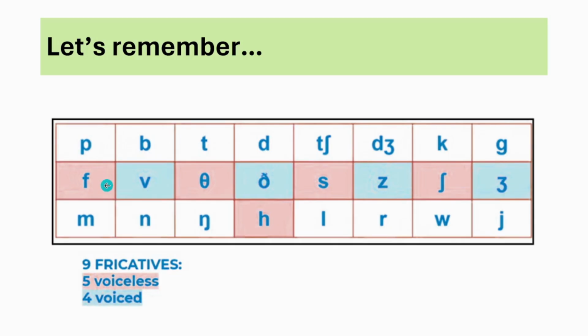These are f as in fun, v as in vote, th as in think, th as in this, s as in soap, z as in zip, sh as in shoot, zh as in vision, in the second syllable of vision, and the last one is h as in hot.